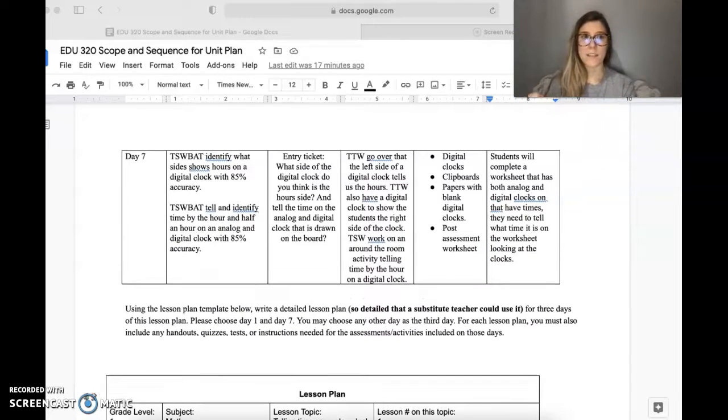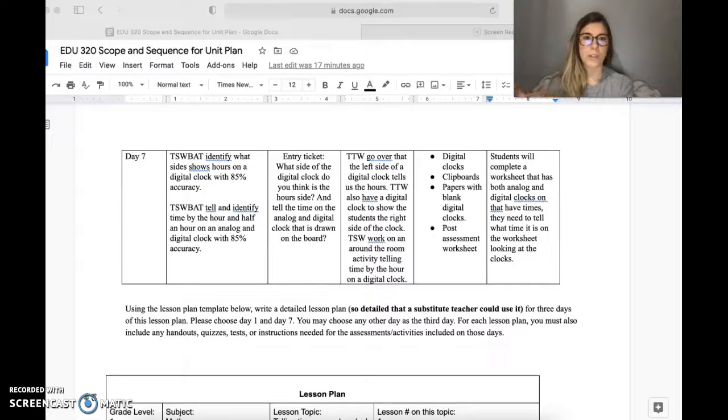Day 7, students will learn that on the left side of a digital clock it is the hours, and they will also complete a worksheet telling time using an analog and a digital clock. So they'll just have an entry ticket asking what side of the clock shows the hours, and then there will be clocks up there where they have to tell time using an analog clock and a digital.